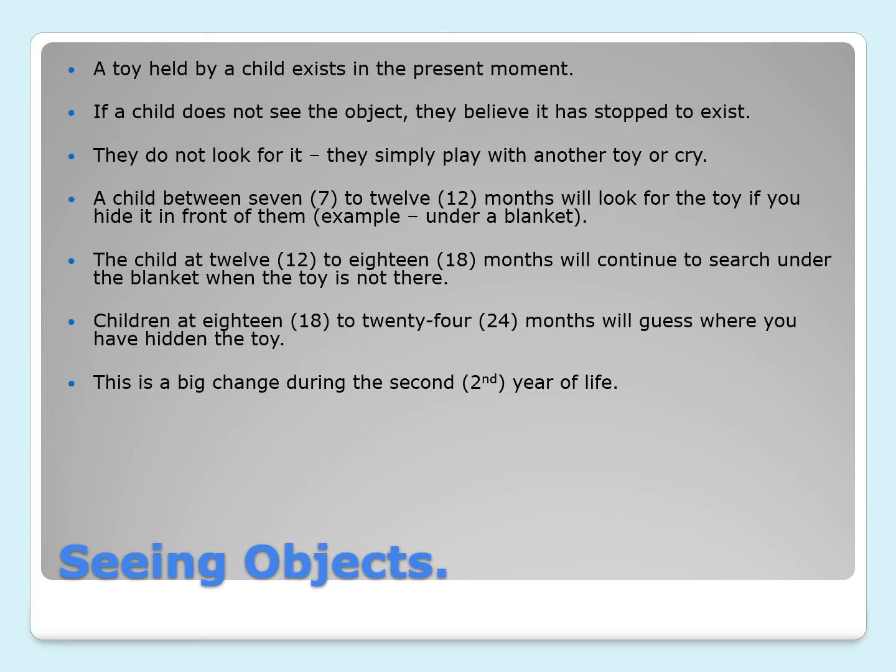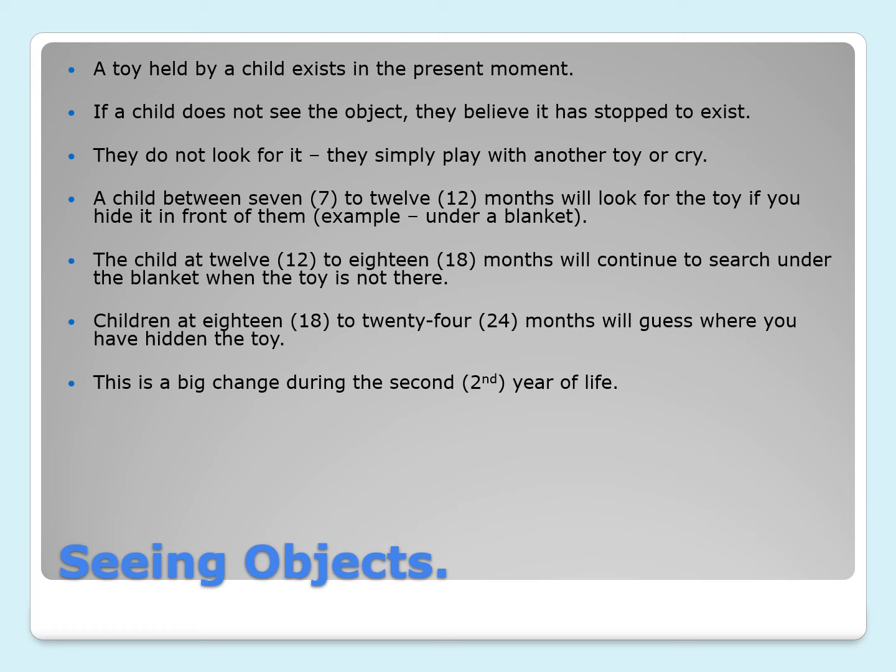Now, seeing objects. A toy held by a child exists in the present moment. If you give a child a teddy bear or a ball, that child knows, okay, I have that toy for that exact moment. What they don't know is that if they do not see the object, they believe it has stopped existing. So if you put the ball away or hide the doll, the child does not realize that it's just hiding. They believe that it's gone forever. It doesn't exist anymore.